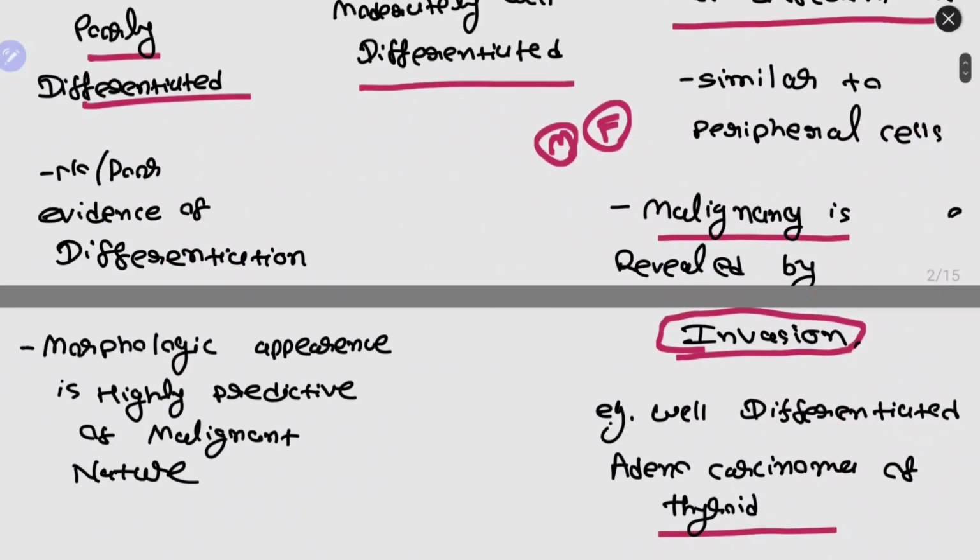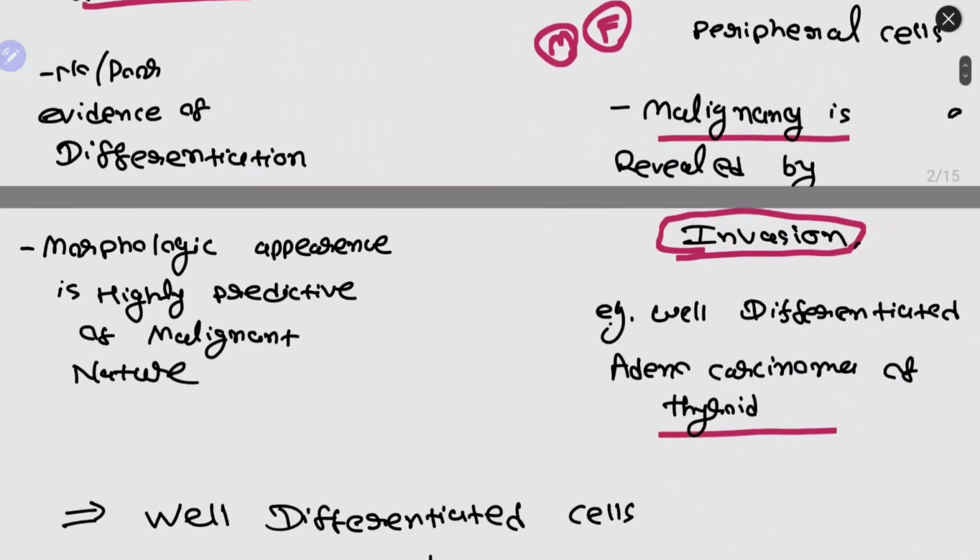In poorly differentiated tumors, there is no or poor evidence of differentiation. So the morphologic appearance is highly predictive of the malignant nature. We can see the biopsy under the microscope and look at the cells. Its morphological features will tell us that this tumor is malignant.